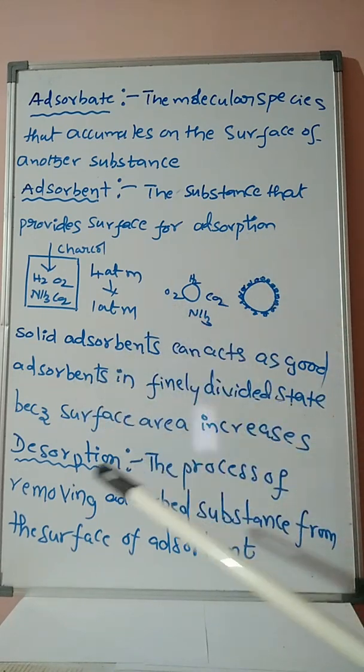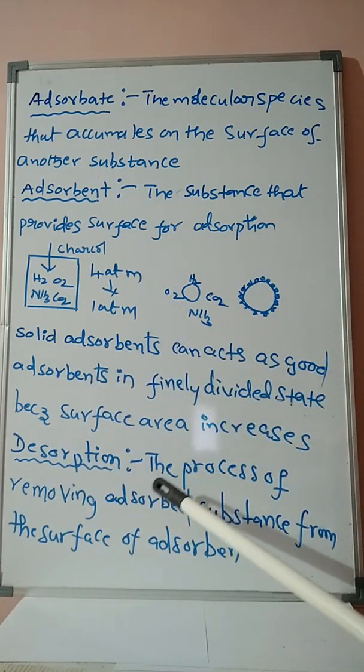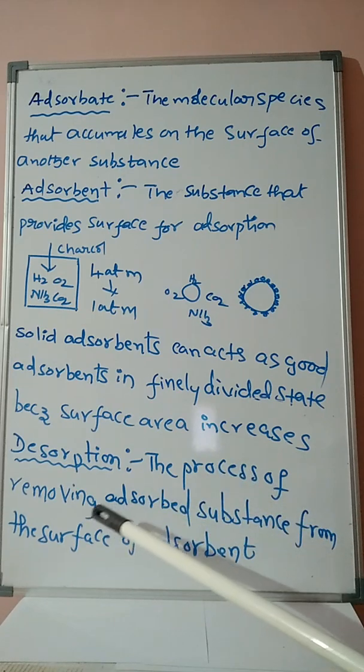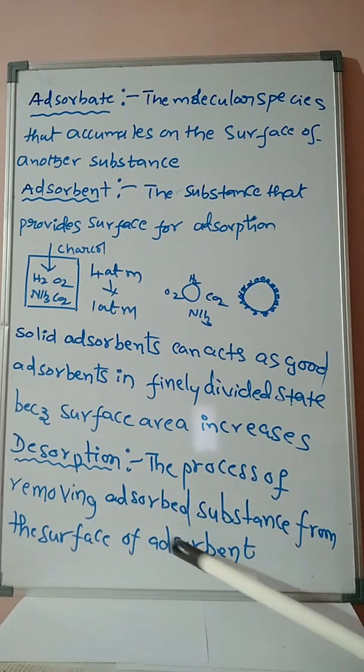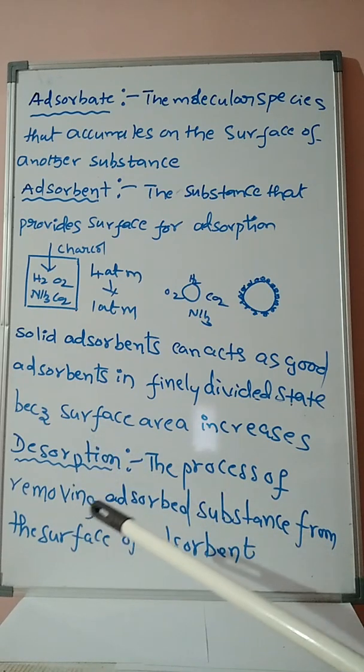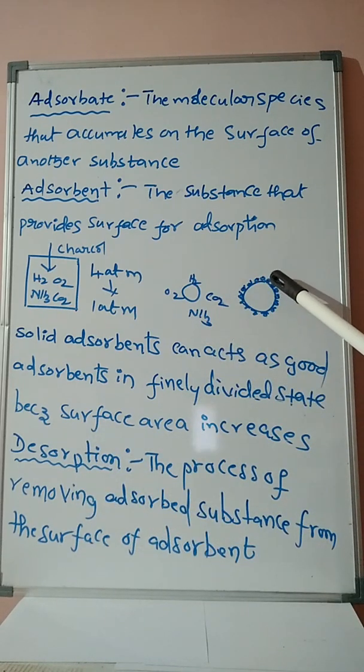Okay, students. Next definition, desorption. The process of removing adsorbed substance from the surface of the adsorbent is known as desorption. This adsorbed substance is removed by a heating process or an electrical process, and this is known as desorption. Accumulation on the surface is adsorption; removal from the surface of the adsorbent is desorption. Adsorption and desorption are opposite to each other.